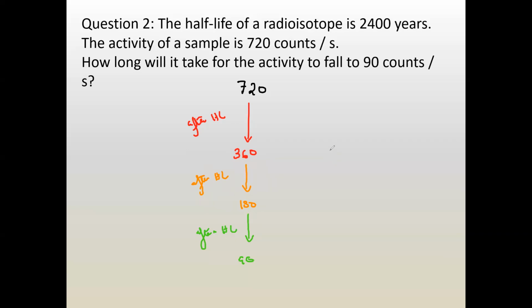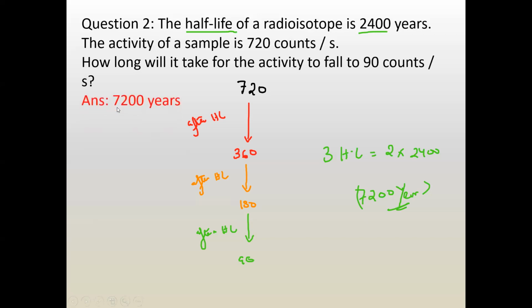So 1, 2, and 3 half-lives. So there should be 3 half-lives. And we know the time for each half-life. They mentioned the time for the half-life is 2,400 years. So it will be 3 multiplied by 2,400 years, which equals 7,200 years. So 7,200 years is the time this sample will take to change from 720 radiations to 90 radiations.